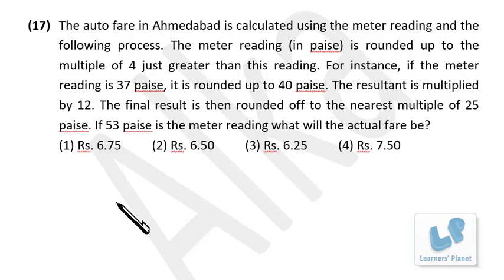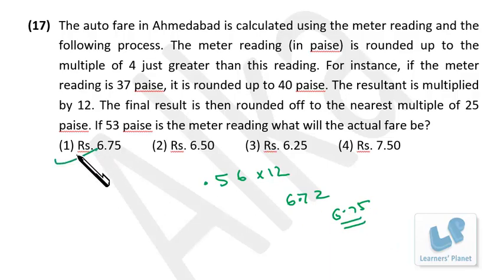Okay, so that's pretty simple. First of all, 53 paisa, we need to round it up to the nearest multiple of 4, that is 56 paisa. So that is 0.56 rupees, and then multiply by 12. Then we have to round it off to the nearest multiple of 25 paisa. So 12 sixes are 72, so it is 6.72. So the nearest multiple of 25 is 75. So it should be 6.75. Right?